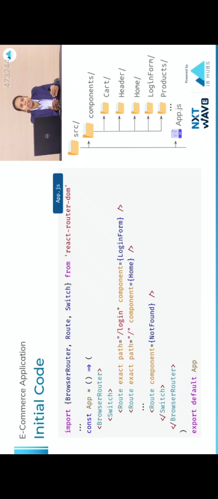So this is the app.js. There you can see there are various routes for login. So we are displaying the login form, right? For the path / we are displaying the home, right? Like this, there are various routes available there. Okay, so this is the initial code.